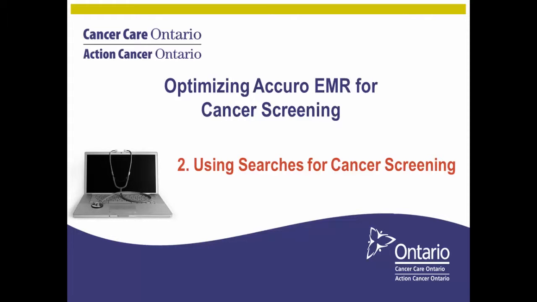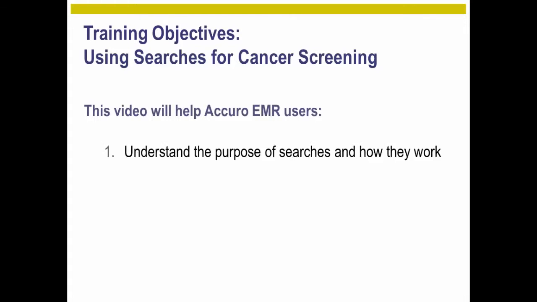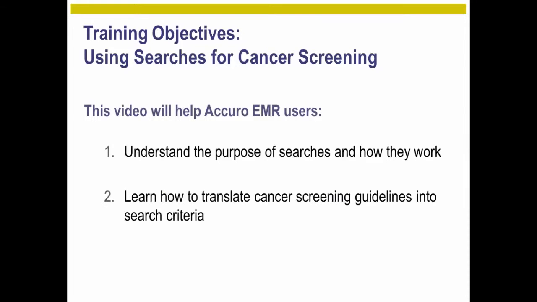This video is part of training module number 2 and the topic is using searches for cancer screening. The objectives of this training video are to help Accuro users understand the purpose of searches and how they work, and learn how to translate cancer screening guidelines into search criteria.